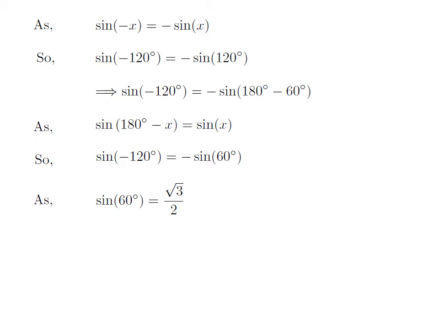We know the value of sine of 60 degree is equal to square root of 3 upon 2. So we get the value of sine of minus 120 degree is equal to minus square root of 3 upon 2.